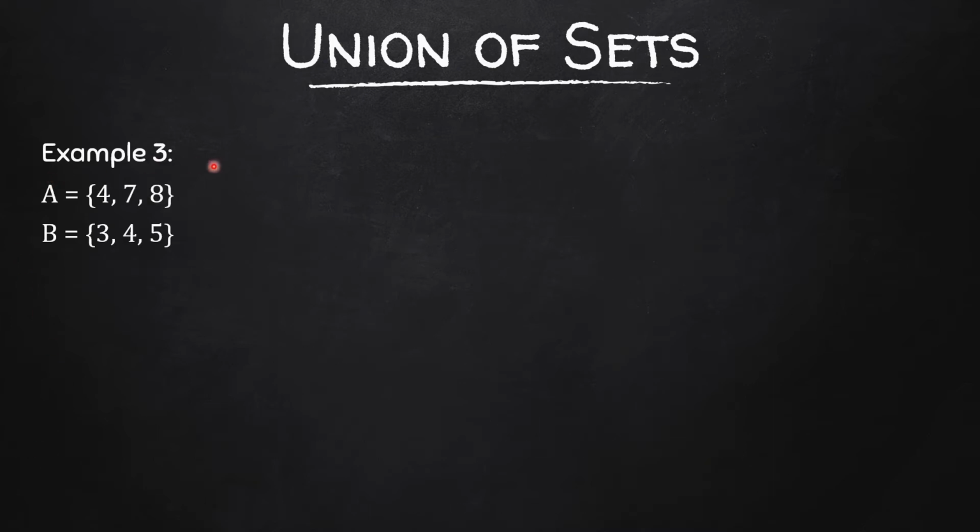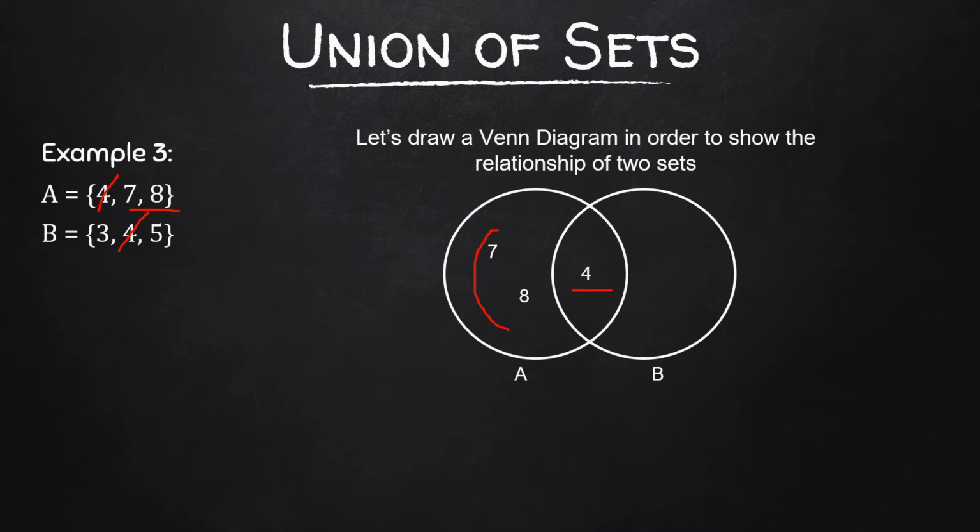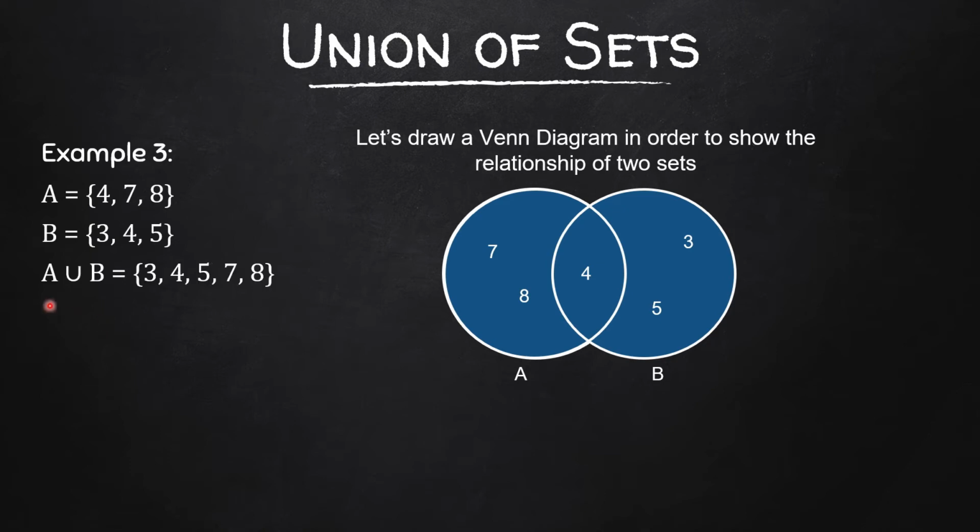So example number 3, this is their given sets and elements. Let's draw a Venn diagram in order to show the relationships of two sets. So this is set A and set B. First, we will get their common elements. As you can see, they have 4 as their common element. So we will put it in the middle, and the rest of the elements of set A should be here, and also in set B on the right side. Now, this shaded region represents A union B. So our A union B is 3, 4, 5, 7, and 8.